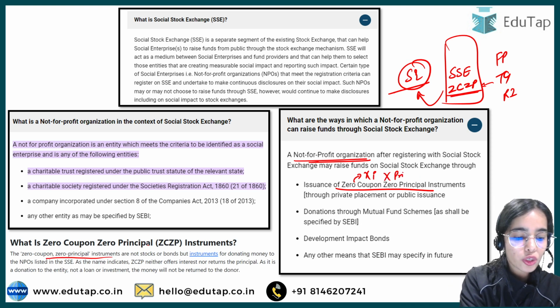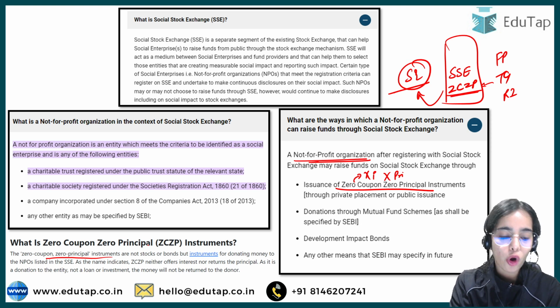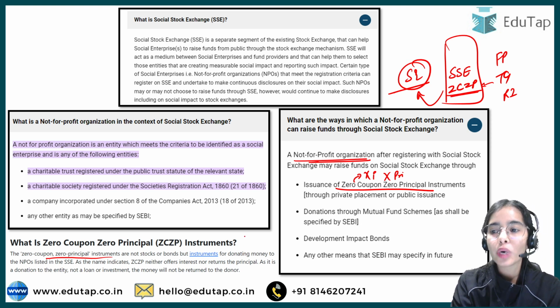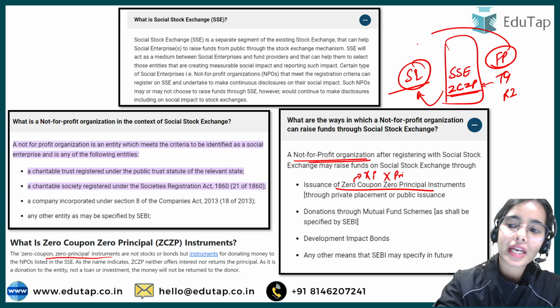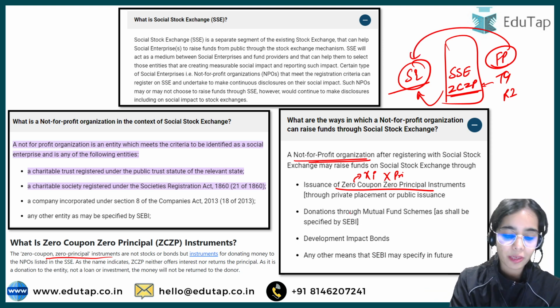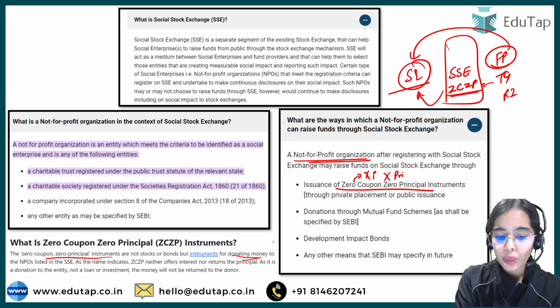So zero coupon, zero principal instruments are not stocks, they are not bonds. They are the instruments for donating the money from the fund providers to the social enterprises. Okay, so they are used for donating the money to the NPOs that are listed in the SSC.